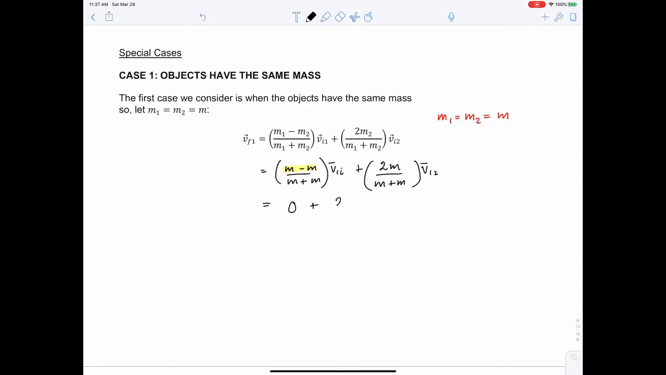For the second one, we can simplify it. We have 2m divided by 2m times v initial 2. So the final velocity of object number 1 is equal to the initial velocity of object number 2. Once they contact each other, it's as if they exchange velocities. So these two objects exchange velocities, almost as if the velocities pass through each other.